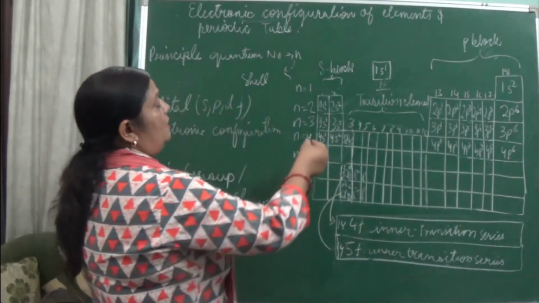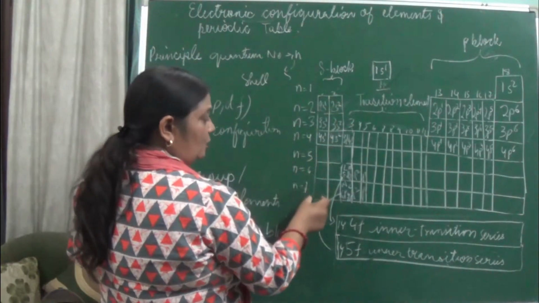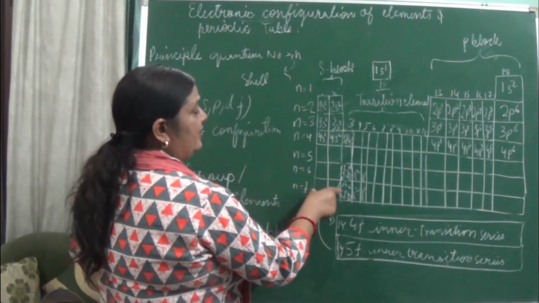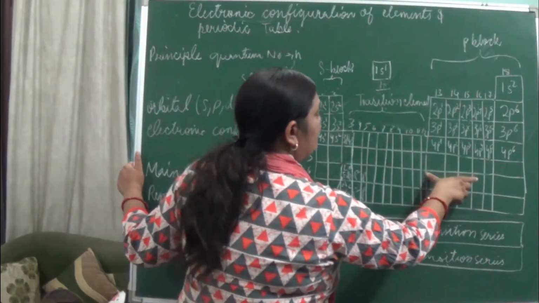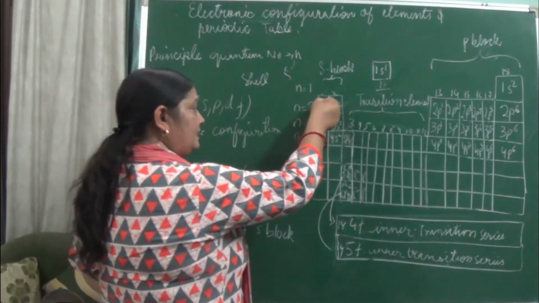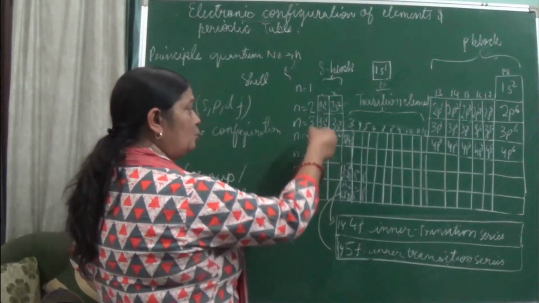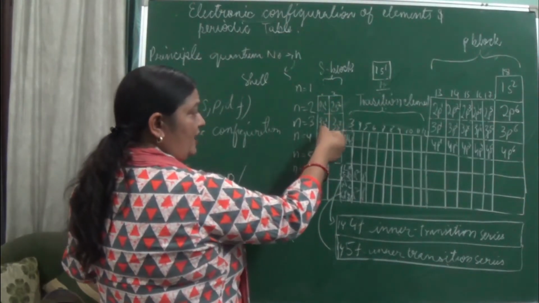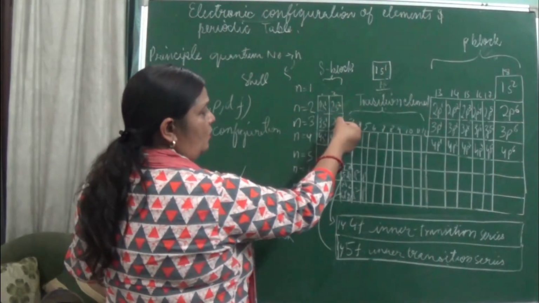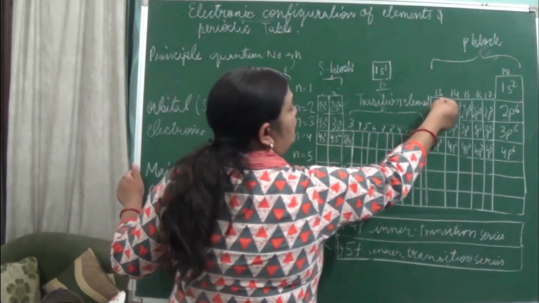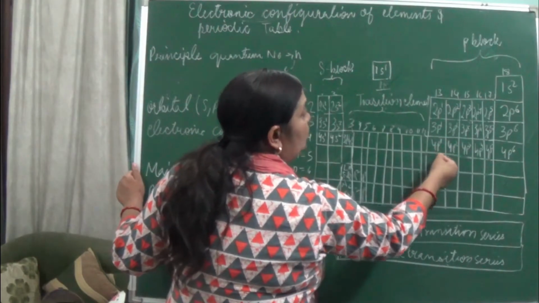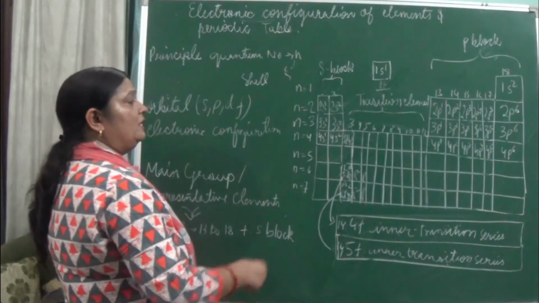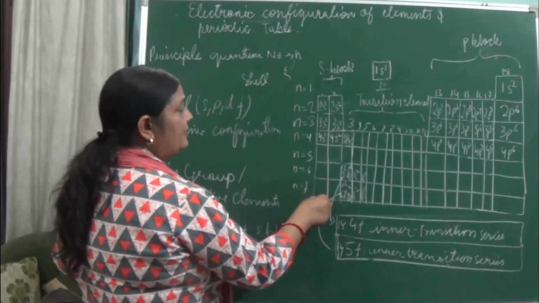Okay, now in the groups, what happens? You will see that this is the S block elements, these are the P block elements. In the S block, one thing is particular: in group 1 all consist of s1 only, here all consist of s2 only, and in group 13 all consist of p1 only.